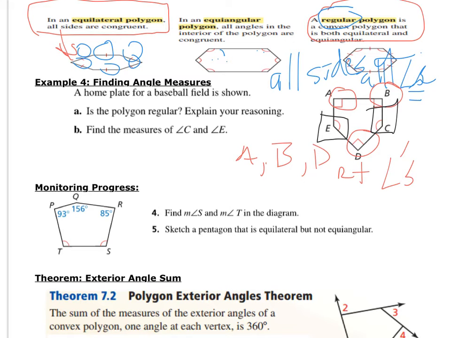So let me ask you a question. I have 5 total angles. I have 3 of them that are 90 degrees. And then I have 2 more that we don't know what they equal, but they are congruent. But are all 5 of my angles congruent?